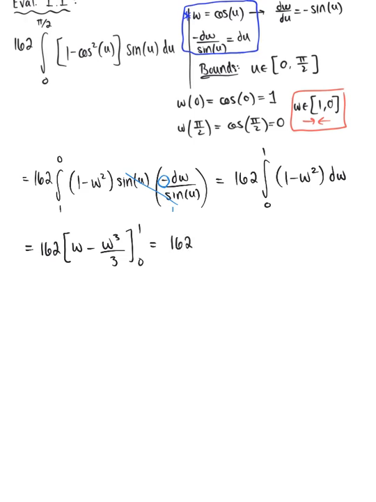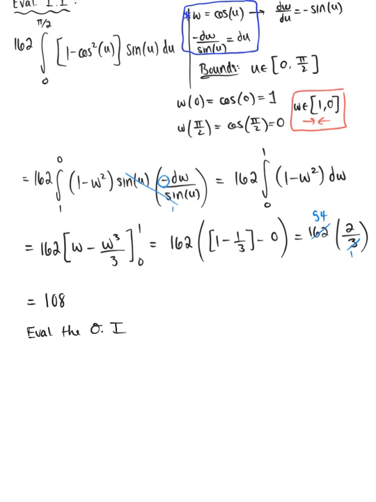So we are left with 162 multiplied by 1 minus 1/3 and minus 0. So you have 162 multiplied by 2/3. And 3 is going to go into 162 54 times, and 54 times 2 is 108. So that's our inner integral, and we'll plug this in to evaluate the outer integral, which is the integral from 0 to 2 pi of now 108 dv. And so this leaves us with 108 multiplied by 2 pi minus 0 for a beautiful final answer of 216 pi.